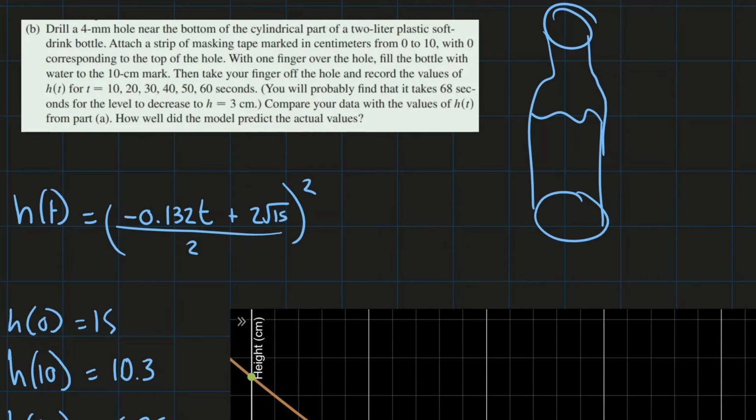For our experiments, we did try to do it from a 10 centimeter mark, but after about 30 to 40 seconds, it was already over. That's due to inconsistencies, as I don't think we were able to drill an exactly 4 millimeter hole. A bigger hole will obviously have larger volumetric flow and let more water out. So for our experiment, instead of doing 10 centimeters, we've done 15, and even that barely got us towards 60 seconds.